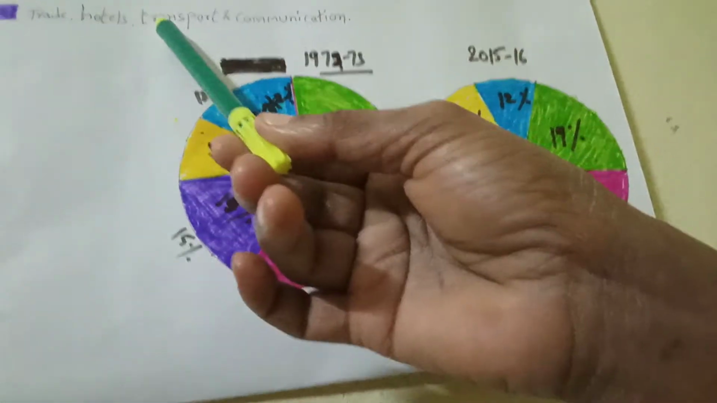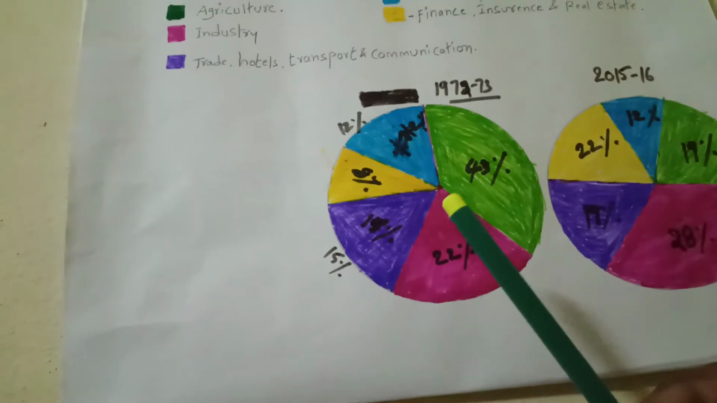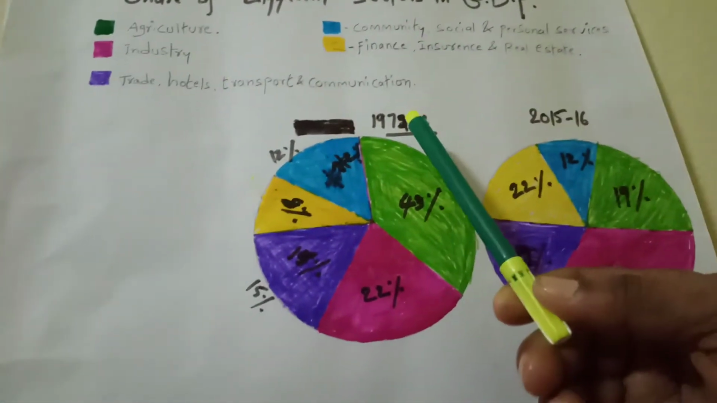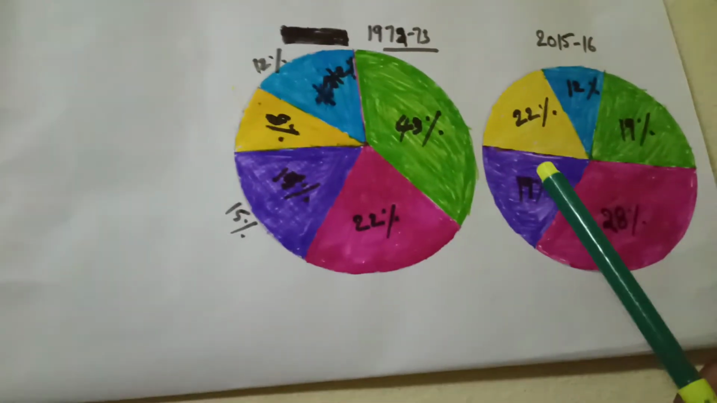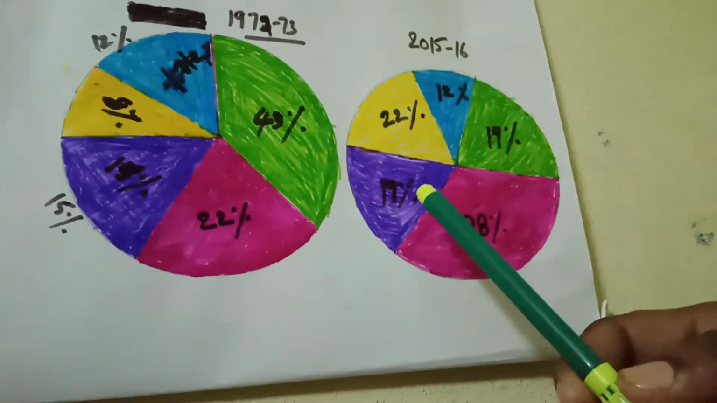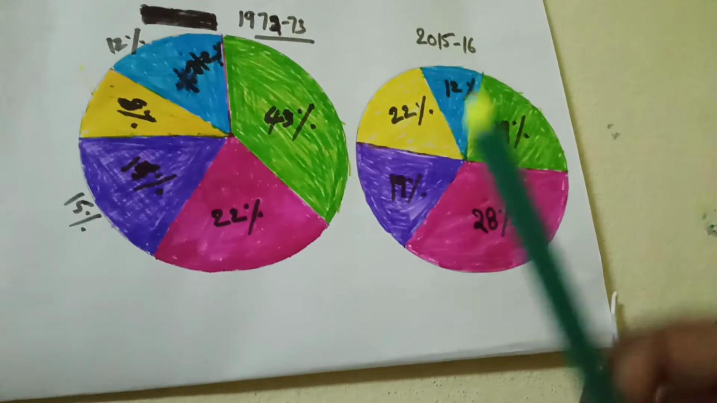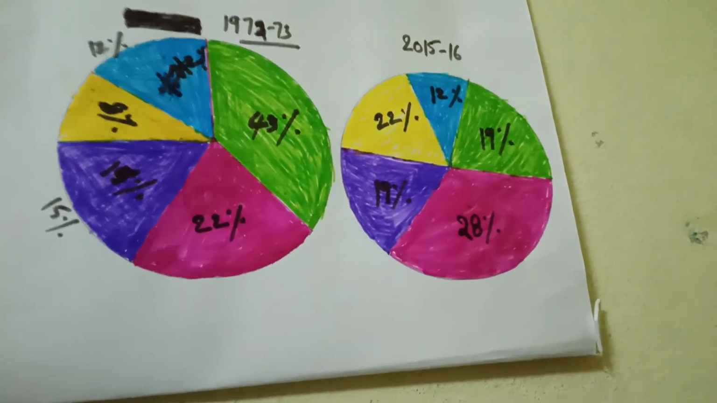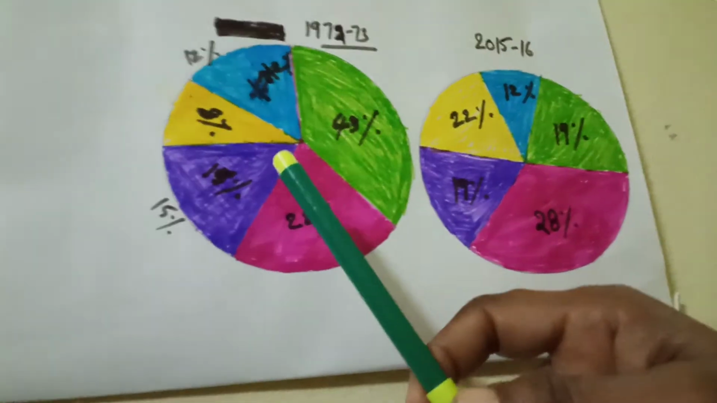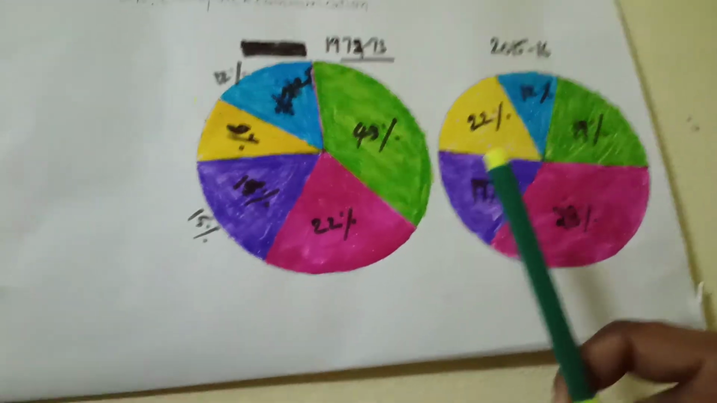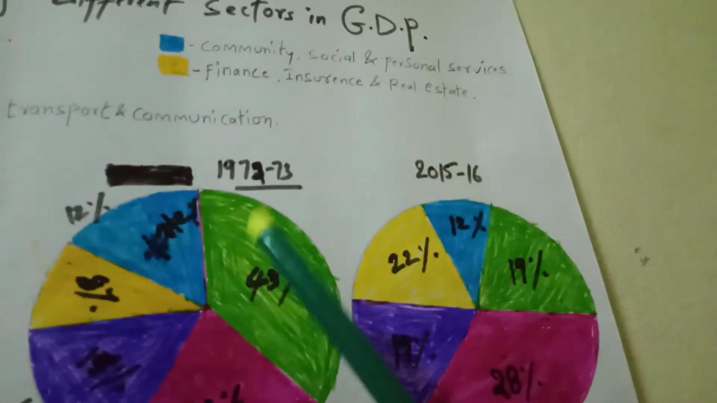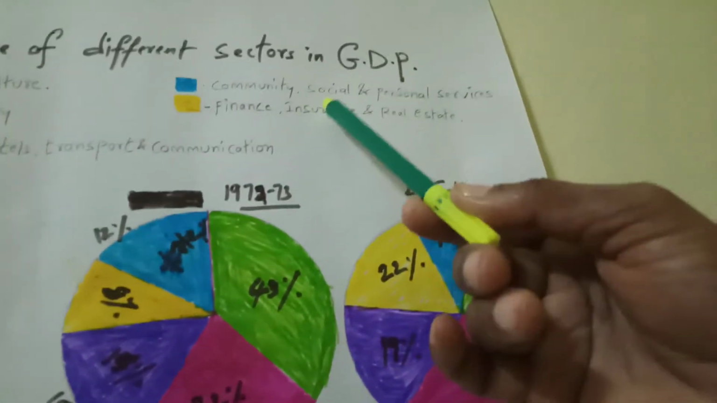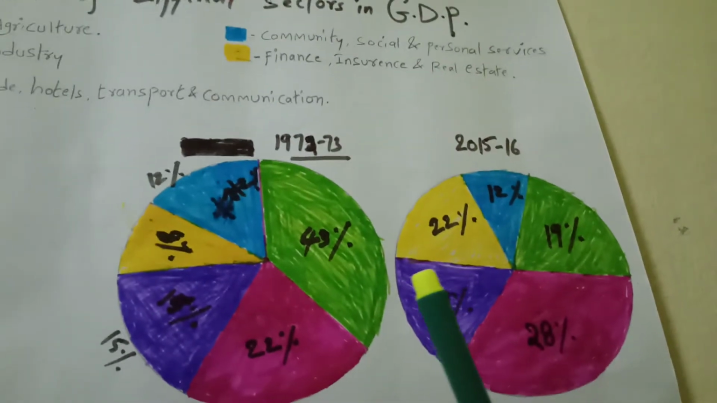And in trade, hotels, transport, communication, it was only 15% in 1972-73, but now it has 19%. A slight increase also happened, but a lot of increase happened in finance, insurance and real estate. It is also one of the subsectors in service activities.